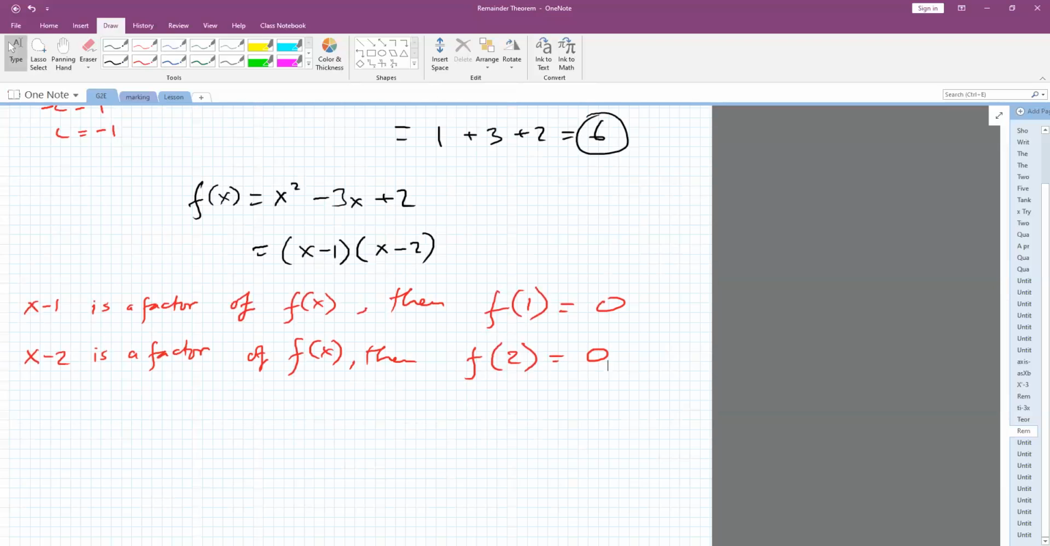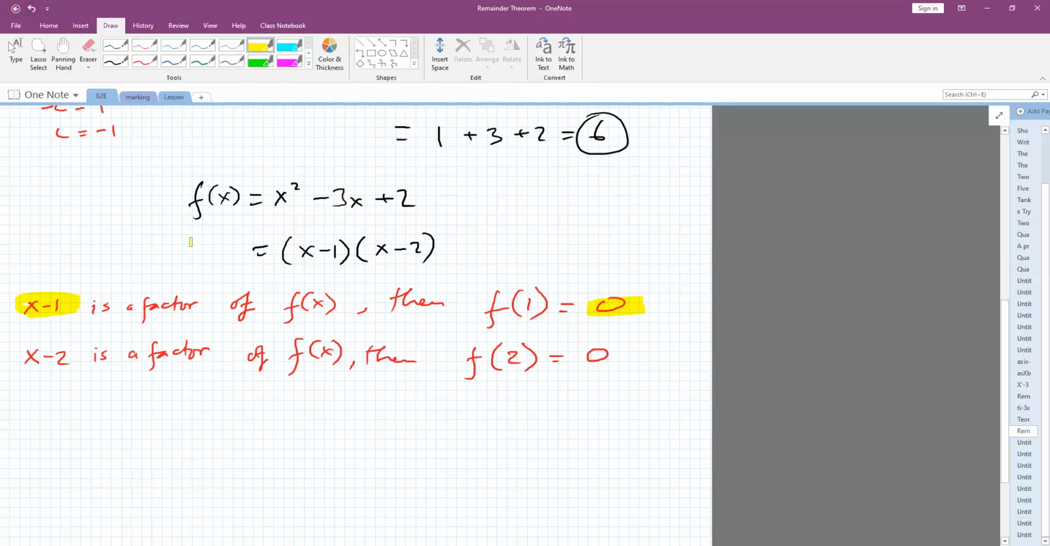So this is actually a very important idea, especially when you want to see if a linear term is a factor of a polynomial or not. Basically you just plug in a value, and if the function gives us 0, that means that linear term is a factor of the polynomial we have here.